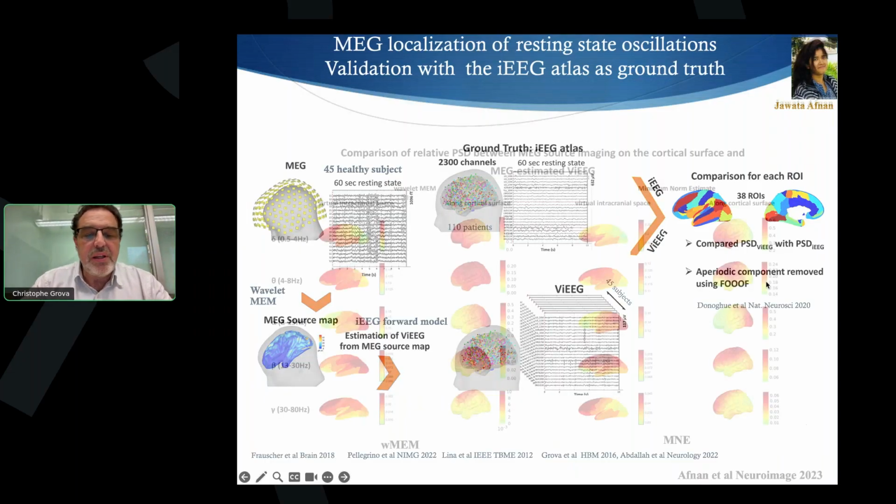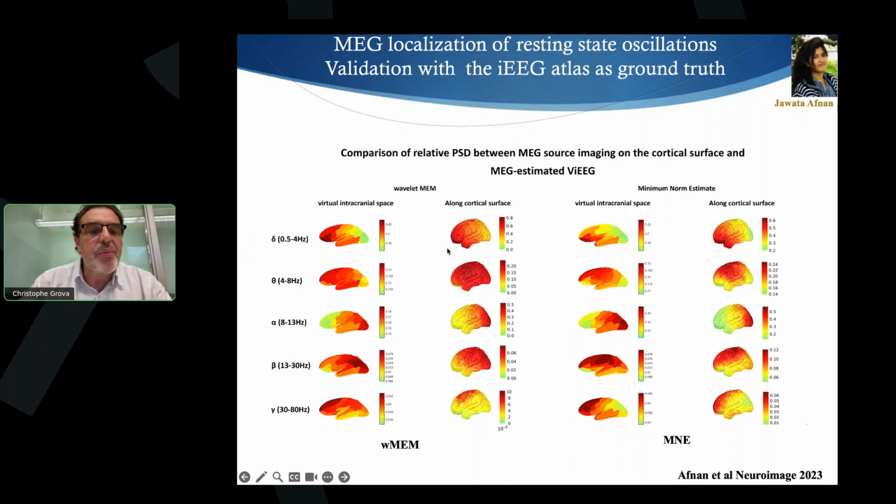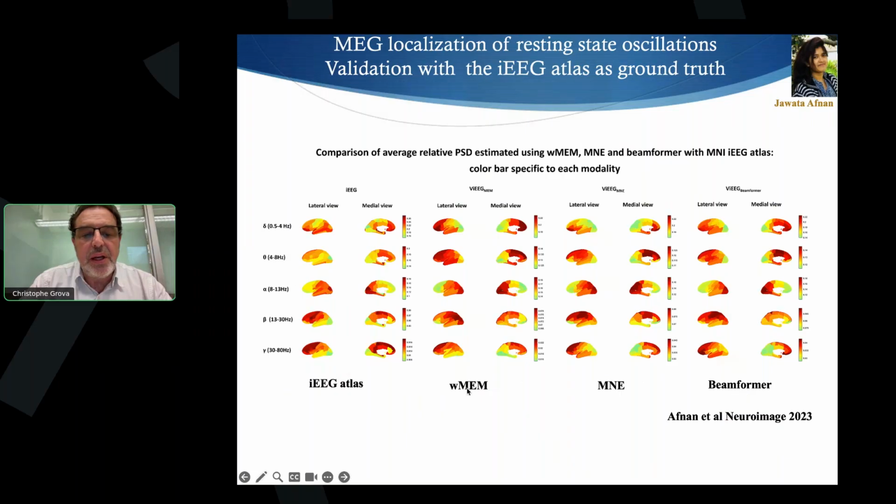So this is just to give you an idea of our results when we compare the virtual intracranial space. So when we project in this SEEG space region by region and along the cortical surface for our method versus minimum norm. And these are different methods, so MEM, minimum norm, and beamformer in the different bands during resting state compared to our ground truth, which is coming from this atlas. And we retrieve the main patterns, being that theta is mainly frontal, alpha is more occipital, beta is central, and so on. So quite a nice representation.